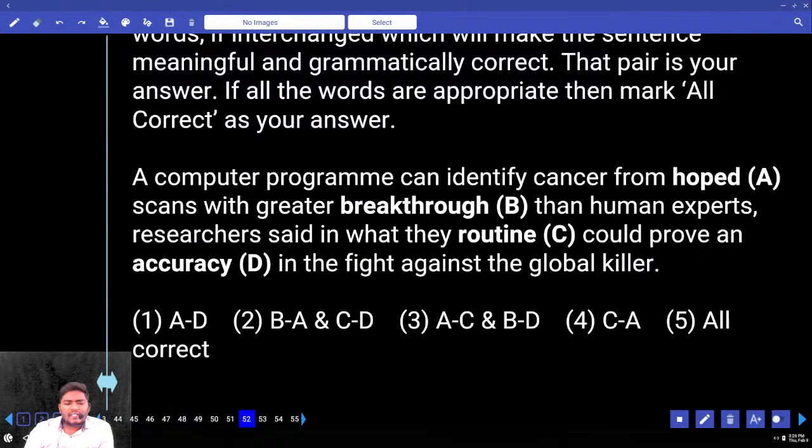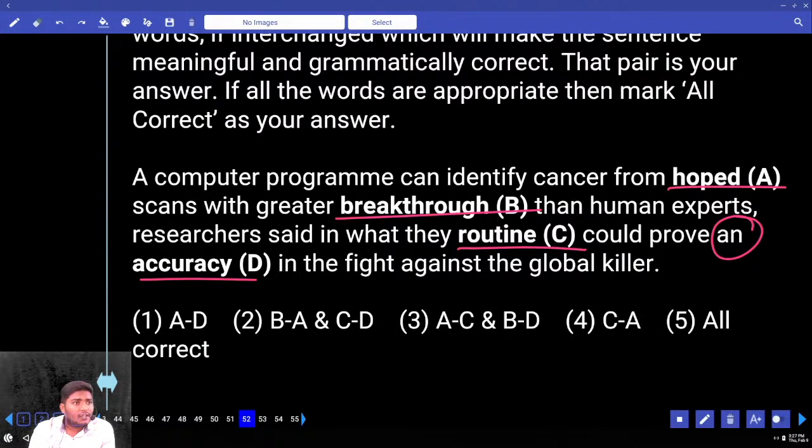I think we can get direct answer here. Can you get any direct answer? Direct answer, you need not to work much. Answer with the help of an. An hooked, an breakthrough, an routine, an accuracy. How many options are possible? Only an accuracy is possible.